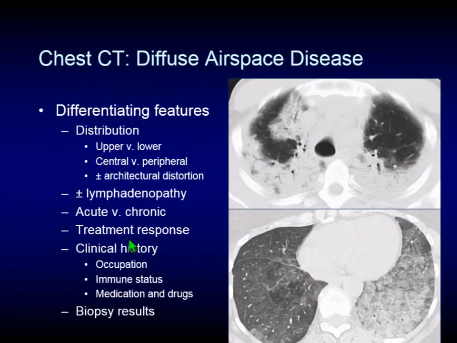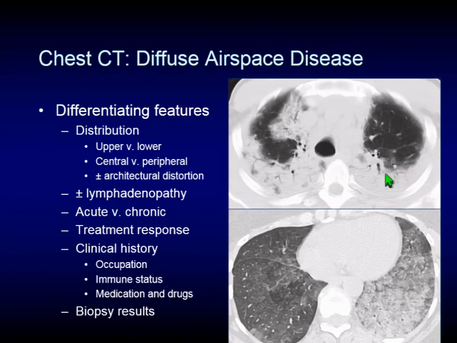Now, with any airspace disease, you want to try to differentiate the features and tease them out. Again, look at the distribution, whether or not there's architectural distortion, accompanying lymphadenopathy. Is this an acute or chronic process, whether clinically or radiographically? Has there been a history of treatment response? What's the patient's occupation, immune status? Are they on any new medications or drugs that are associated with lung disease? And ultimately, you may just have to get biopsy results.